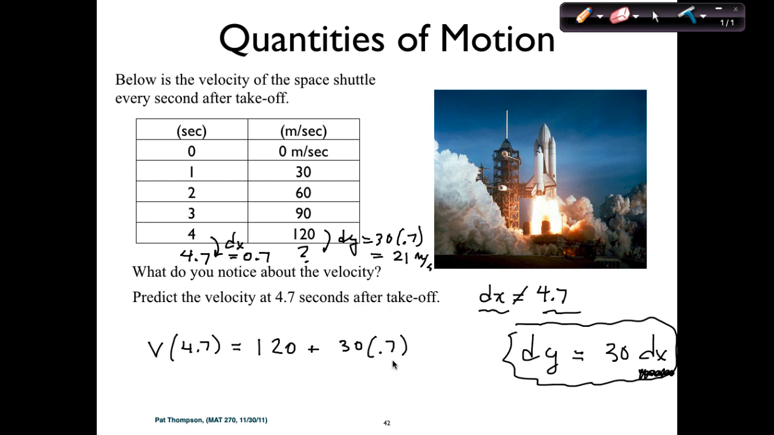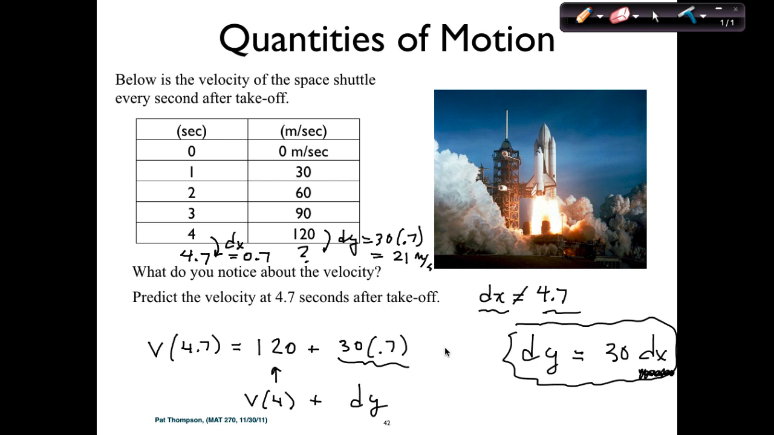What does that look like? Someone said it. Total accumulation, right? What's our total accumulation? All the accumulation from before plus the change since then. So this is kind of like our total accumulation function: all the accumulation from before, which would be v of 4, plus the new amount of change since then, which is the 30 times 0.7. It's just that we had an integral function here to actually calculate the velocity at every point.